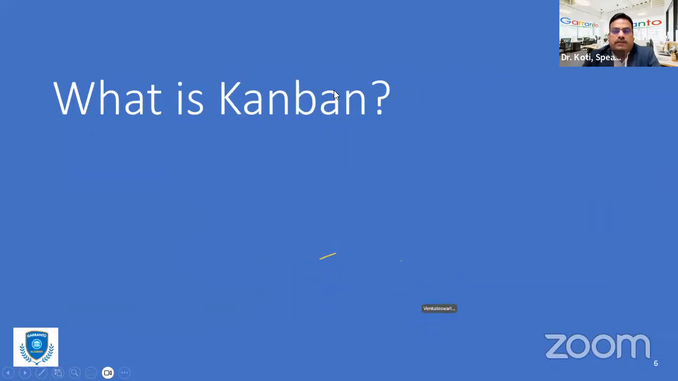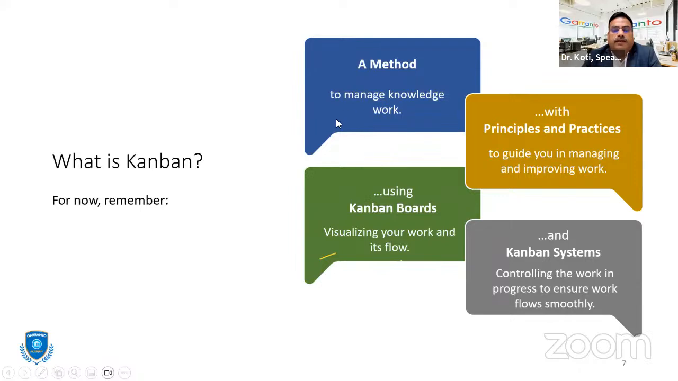So basically, there are many ways of understanding AGILE frameworks, AGILE methodologies, and so on. Typically, what we say a Kanban, it is a method to manage the knowledge work. How do you do that? With some principles and practices. And then we use Kanban boards. That's where visualization and managing your work and its flow come in. And then we use Kanban systems to control the work in progress to ensure workflow smoothly.